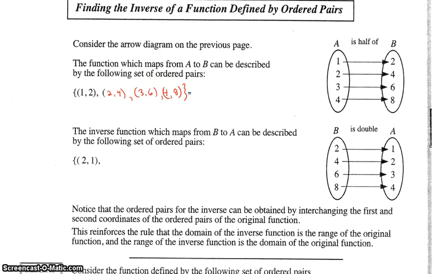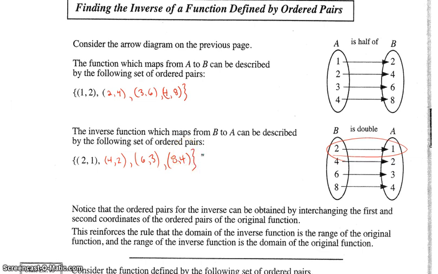The inverse of the function, remember how the inverse works: we switch the domain and range around, so we switch these two elements around, which means that these ordered pairs would switch. So 1, 2 now becomes 2, 1. Let's fill in the rest of those ordered pairs. That should be 4, 2 instead of 2, 4, then 6, 3, and finally 8, 4.